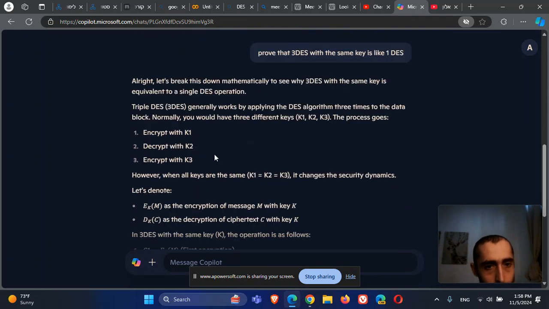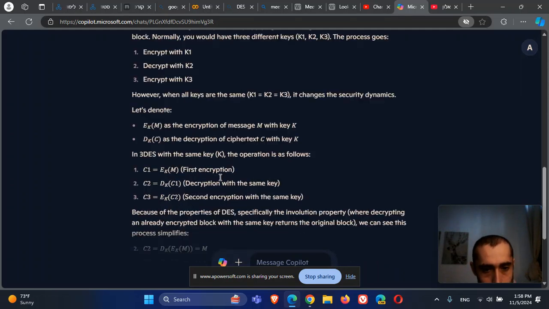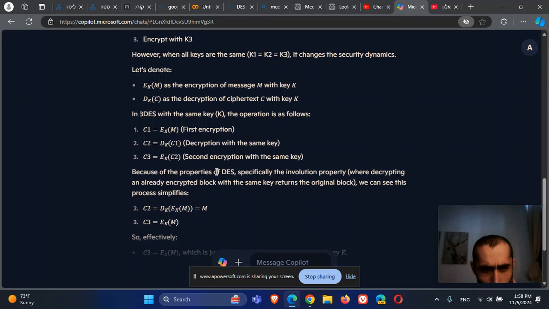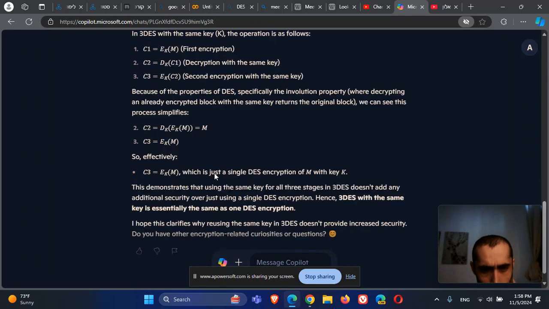Encryption with triple DES generally works by applying the algorithm 3 times to the data. Normally you would have 3 different keys, and the process goes. However, when all keys are the same, it changes the security. I mean encrypting 3 times.